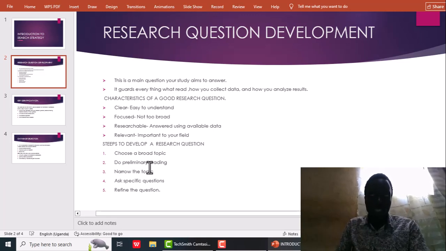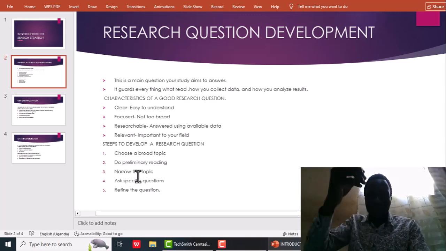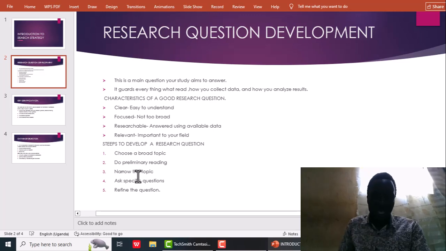Then do preliminary reading. You must read first from various angles before you come to a conclusion. Then narrow the topic. Begin from looking at England, the United States, China, Japan, as you come to Africa, until you end up in Uganda, and in addition to Uganda, end up in a particular area in Uganda. Then ask specific questions. You should ask yourself what the causes are, what the outcomes are. Then refine the question, meaning at the end you find the right answer for that question.